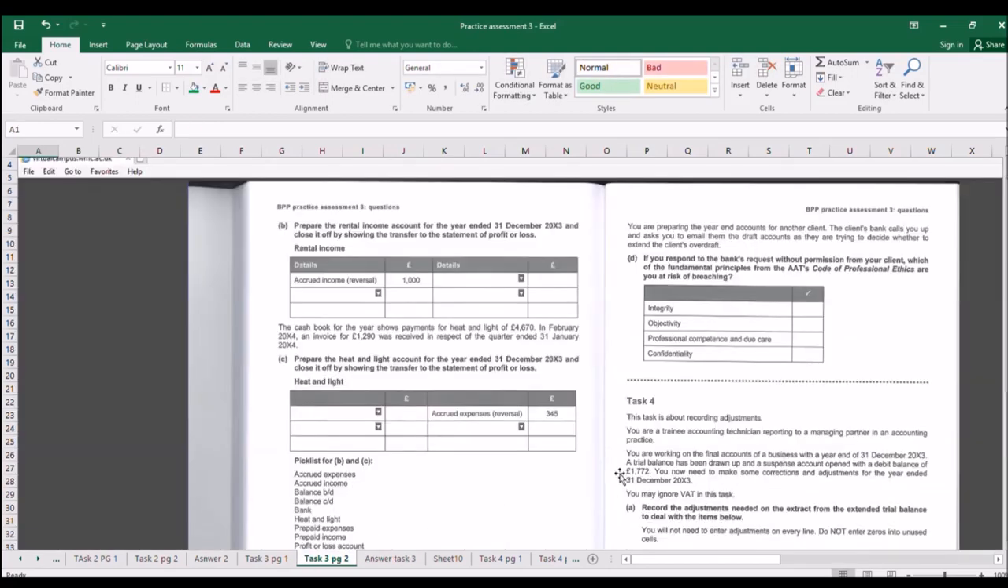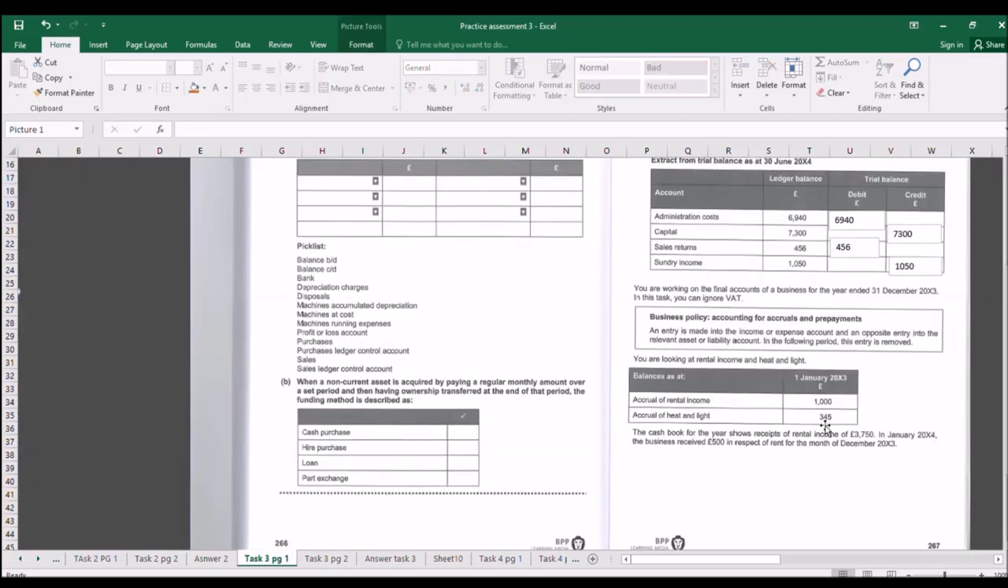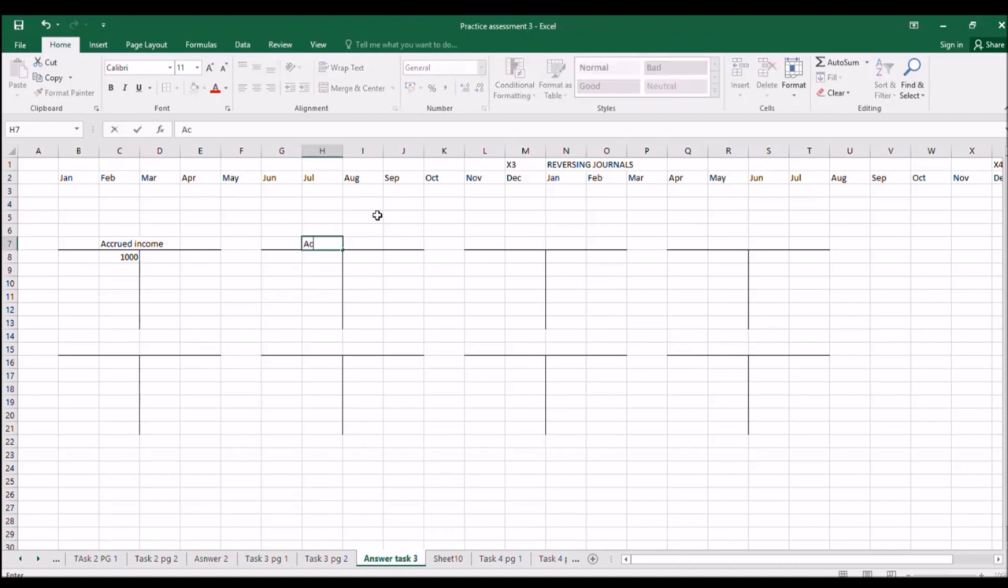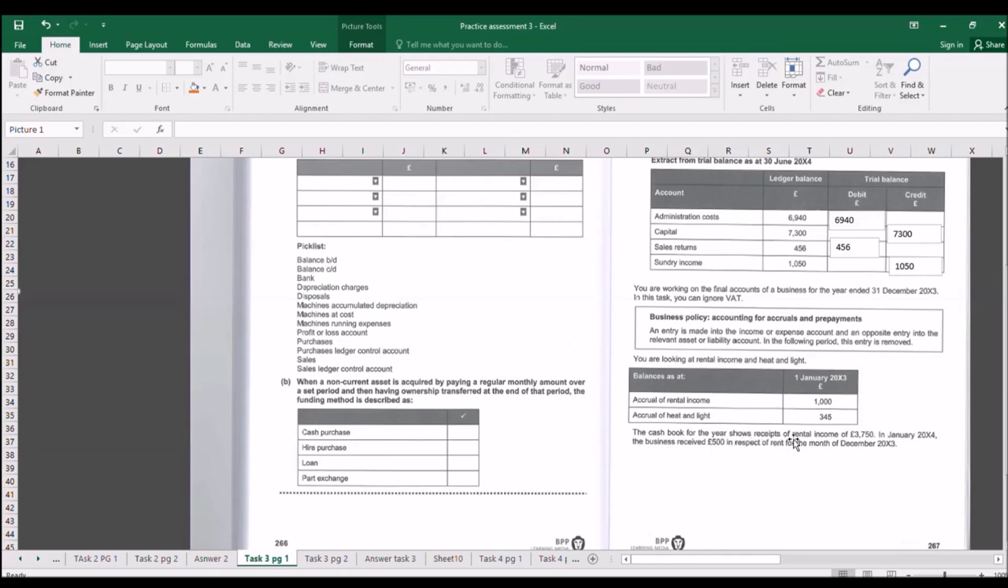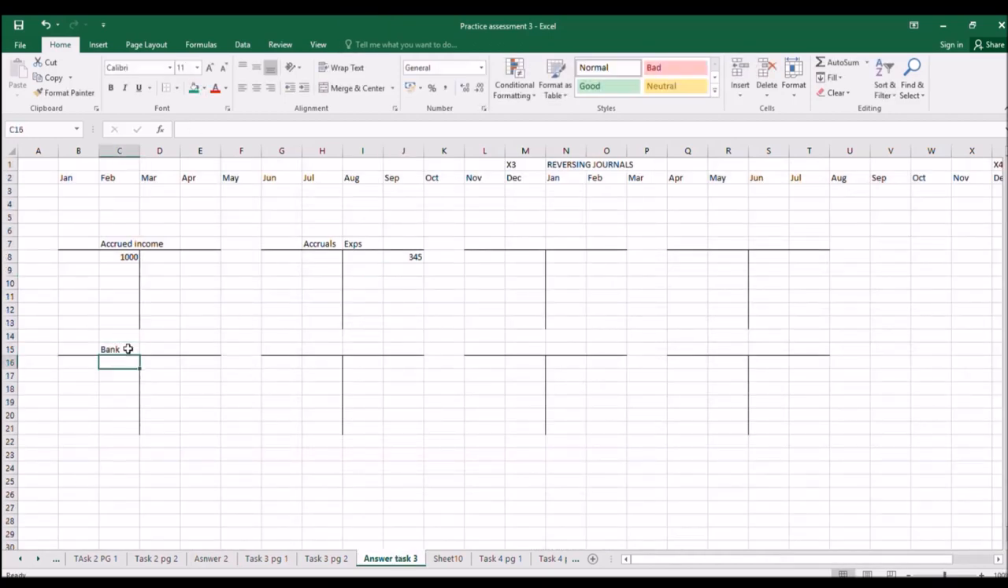Okay, and what else have we got? We've got accrual of heat and light, 345, so an accrued expense. This is just known as accruals, but I'm going to put expenses there. And so an accrued expense, which is a liability, so that would be a credit of 345. That's what we open up with. The cash book shows the receipts of 3750 for rental income. Let's just go bank in here. Debit bank, 3750, and credit income, sorry. That'd be 3750 here. And what we're going to do is reverse this journal.